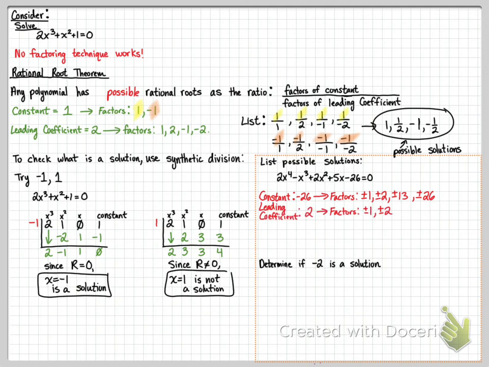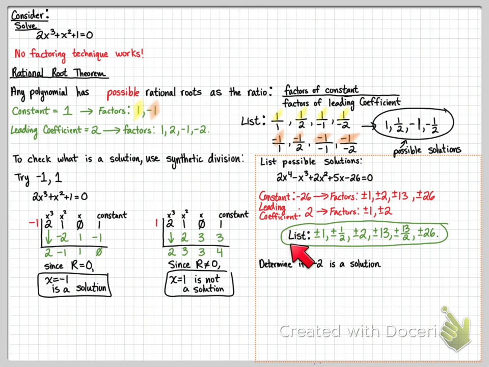And then we also have a leading coefficient. Our leading coefficient is 2 because our greatest degree is 4. So our leading coefficient is the number in front of the greatest degree. So 2, and then we have our factors are only 1 times 2 and negative 1 times negative 2. Okay, now we have to list them all out by writing them as fractions, right? And don't forget, it's the factors of the constant over the factors of the leading coefficient. So this is the list that we get.